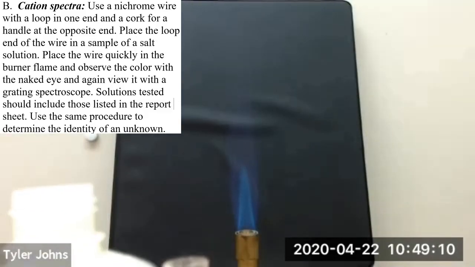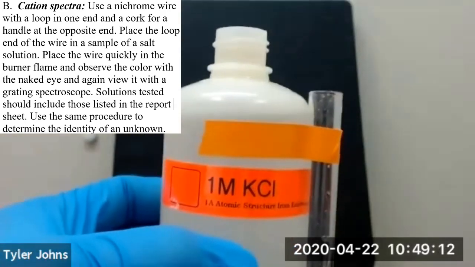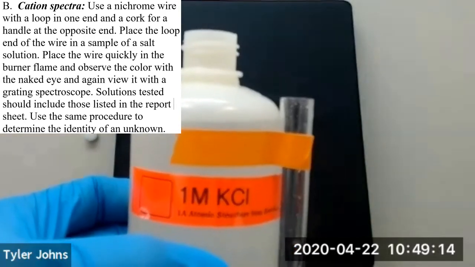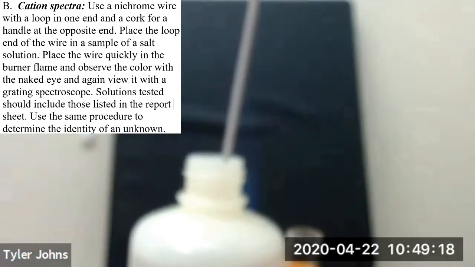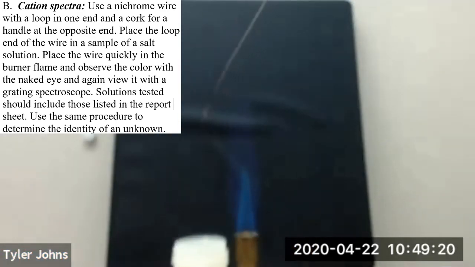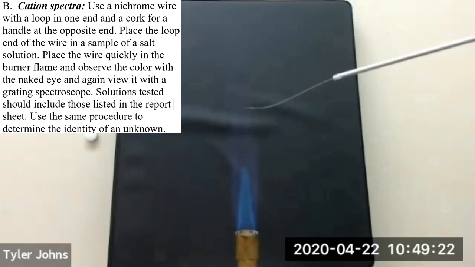The third cation spectra we'll be looking at is potassium. So we have our potassium chloride salt solution, insert our nichrome wire, and place it in the flame.